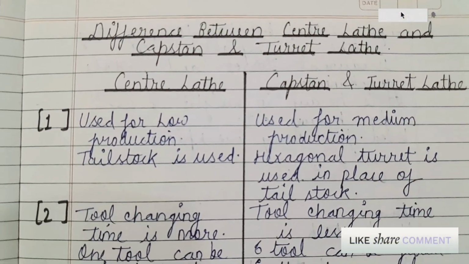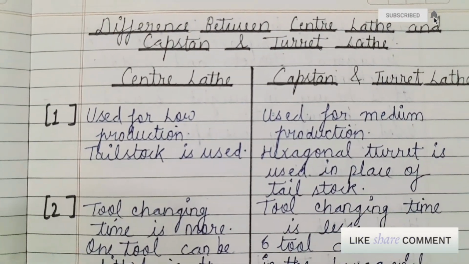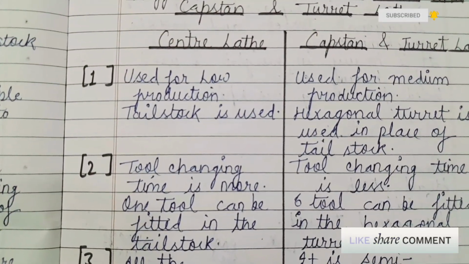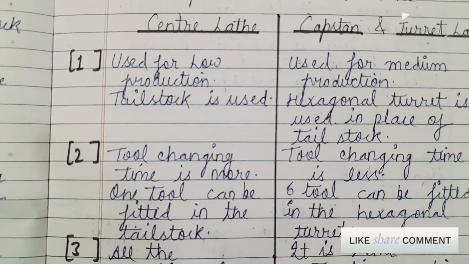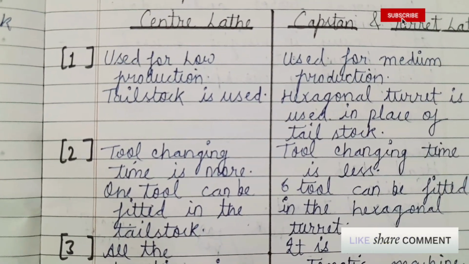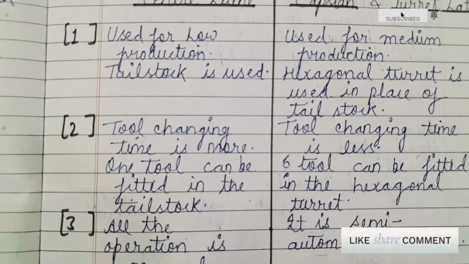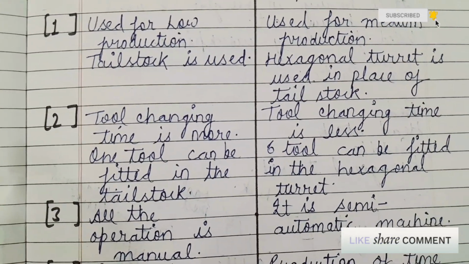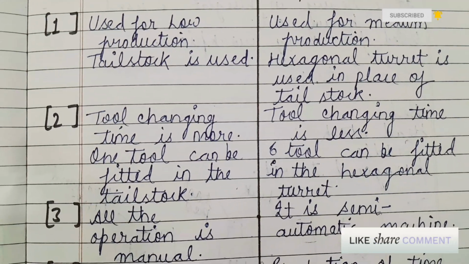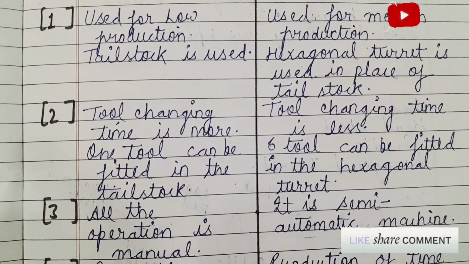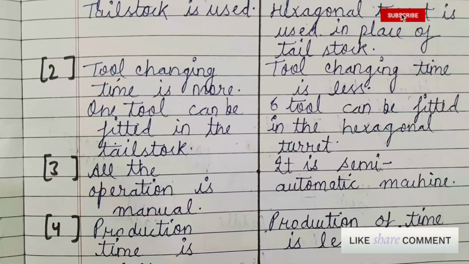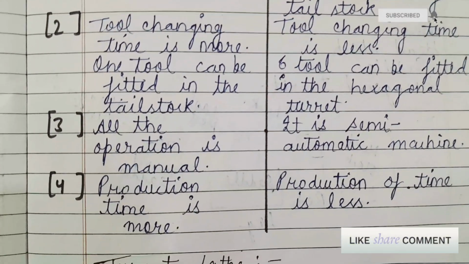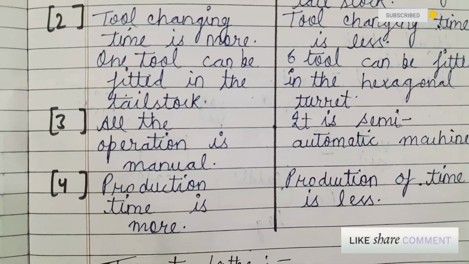That is center lathe, capstan and turret. Difference: the center lathe is used for low production and a tailstock is used; the capstan/turret lathe is used for medium production, and a hexagonal turret is used in place of the tailstock. Next, tool changing time is more. One tool can be fitted in the tailstock. Tool changing time is less. Six tools can be fitted in the hexagonal turret. All the operation is manual. It is a semi-automatic machine. Production time is more; production time is less.